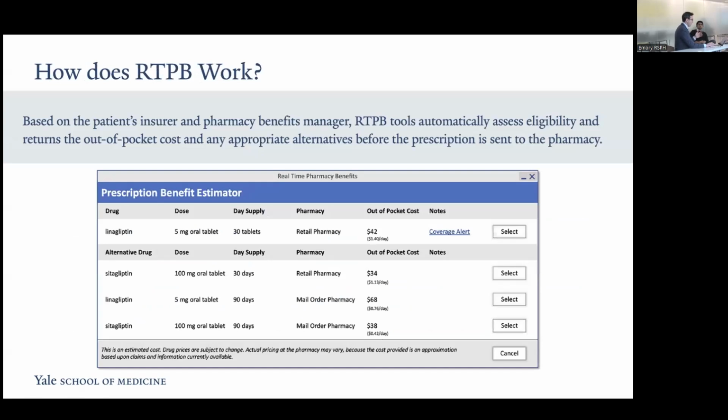So how does it work? Basically, based on the patient's insurer and the PBM, the tools automatically assess eligibility and show the out-of-pocket cost and any appropriate alternatives before the prescription is sent to the pharmacy. Here's just an example of linagliptin, a diabetes medicine, and the system is showing alternative drugs in the same class and different costs and different potential pharmacies. And you, in the moment, can have a conversation, think about this with your patient, and make an educated decision.